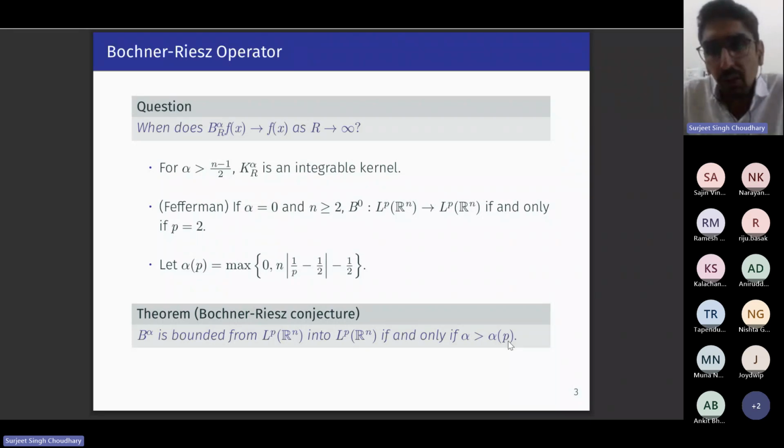And recently there has been progress on this conjecture using the new methods of polynomial partitioning and decoupling inequalities.